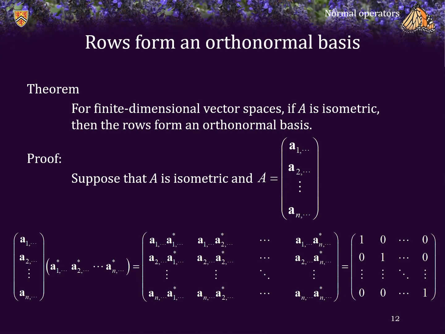And if the inner product is a real number, then the conjugate doesn't matter. So indeed, here we see that, yes, once again, the inner product of each of the rows with itself is equal to 1, and the inner product of any row with any other row is equal to 0. Consequently, the rows also form an orthonormal basis.